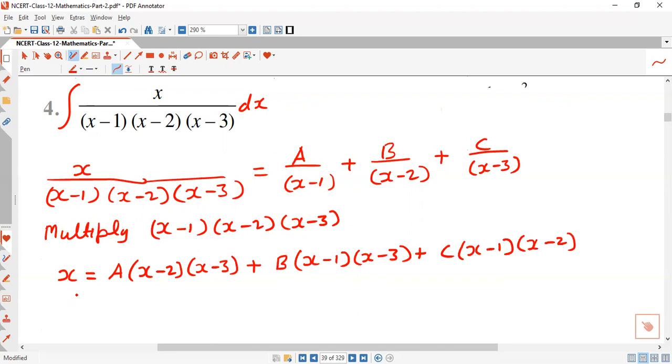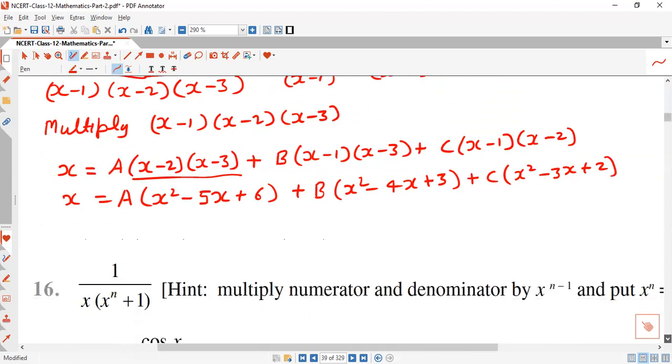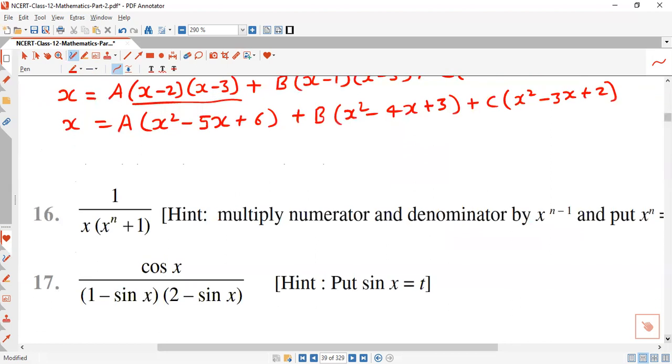Now compare the coefficients. We simplify this one further. These brackets are there. Open this bracket: a times x square minus 5x plus 6, plus b times x square minus 4x plus 3, plus c times x square minus 3x plus 2. Now you compare the coefficients: coefficient of x square, then coefficient of x, and then coefficient of the constant.